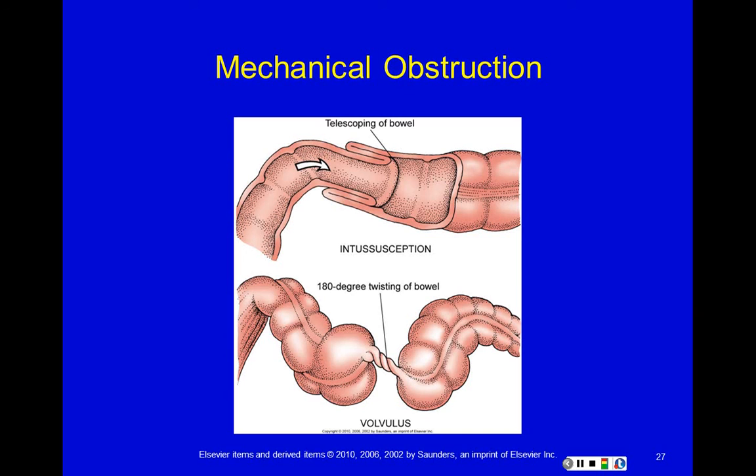What we have to remember is, when the person has a strangulated obstruction, which is what we see here, not only is the bowel obstructed, but the blood supply to that portion of the bowel is going to be compromised. If this obstruction is not corrected, then that portion of the bowel is going to die because of a lack of blood supply.